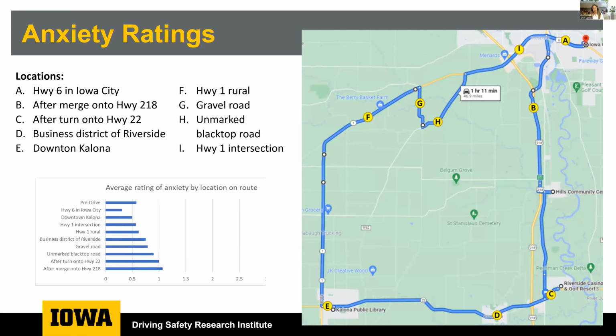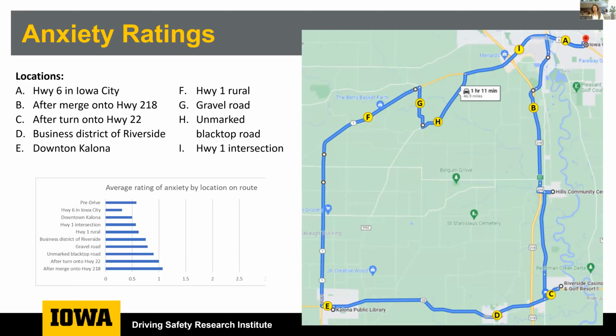We also ask each passenger to rate their level of anxiety on a scale of 0 to 10. They do this before the drive begins, and then again at 9 different locations along the route. This allows us to look at how their ratings change, not only by the amount of time that they spend in the shuttle, but by a specific location or a road type.